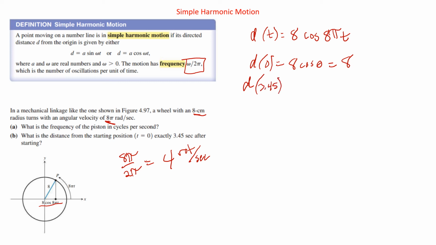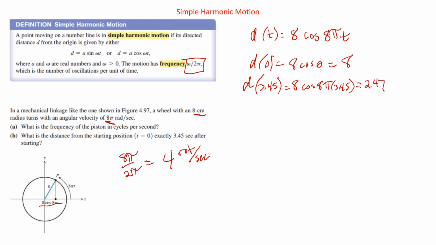3.45, so you get 8 times cosine of 8 pi times 3.45. And this is going to be in radians, by the way, so you have to make sure your calculator is in the right mode, because you are going to be using your calculator for this. This is not one where you would just know what this value is. But it does come out to be about 2.47.